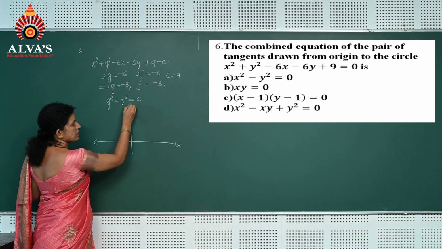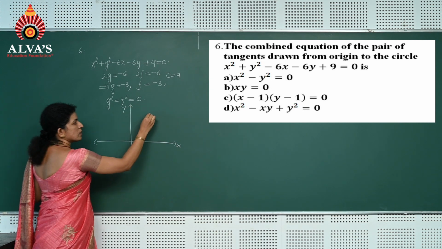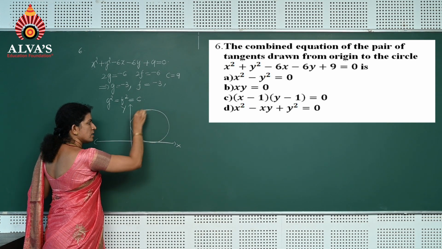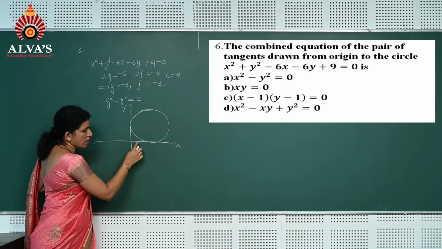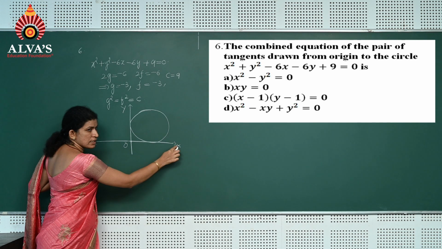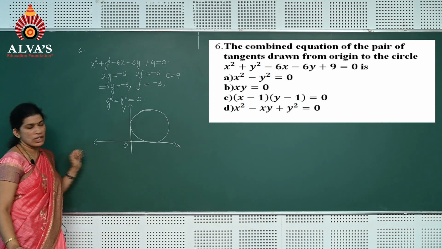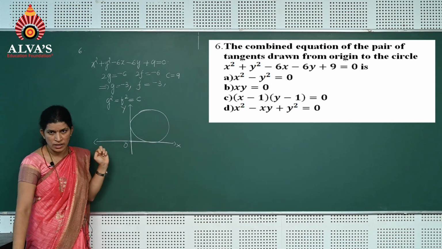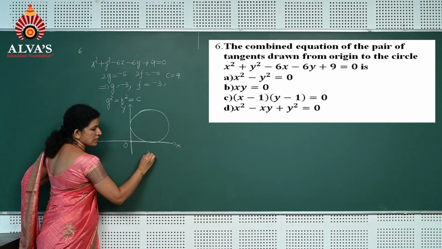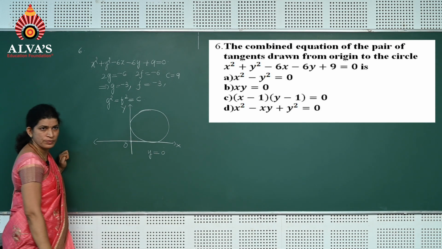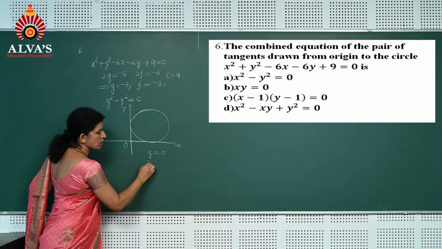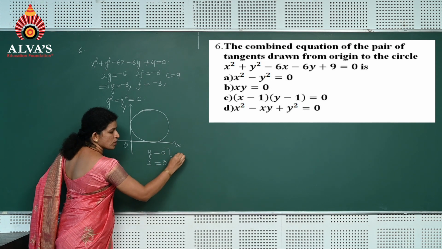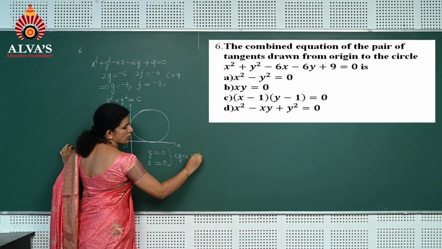This one is the x-axis and this one is the y-axis. Our circle touches both the axes, meaning the circle comes like this. So the tangents from the origin are one the x-axis and the other the y-axis. So you can see that both the x-axis and y-axis are tangents to the circle. The equation of the x-axis is y = 0. The equation of the y-axis is x = 0. So x = 0 and y = 0 are the equations of the tangents.